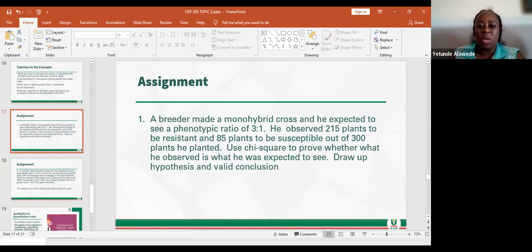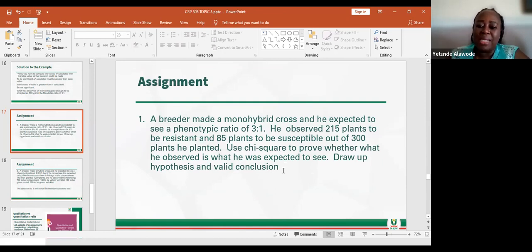So this is a question here. A breeder made a monohybrid cross and is expected to see a phenotypic ratio of 3:1. He observed 215 plants to be resistant and 85 plants to be susceptible out of 300 plants used. Use chi-square to compare what he observed and what he expected to see. So draw up a hypothesis and a valid conclusion. In this case now, they are talking about disease resistance and susceptibility.